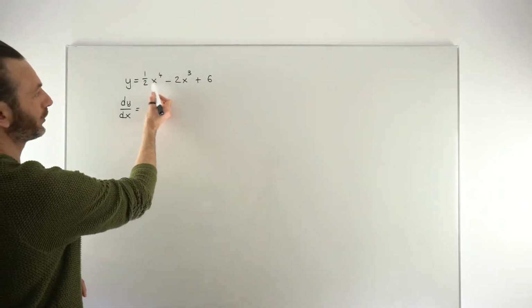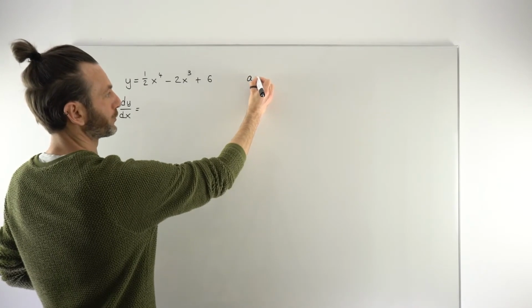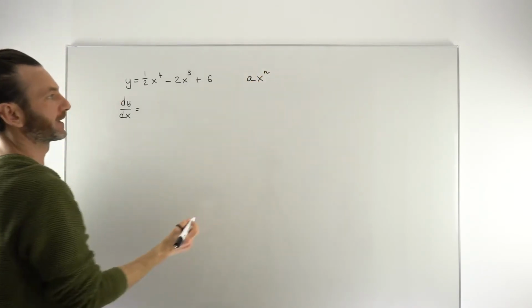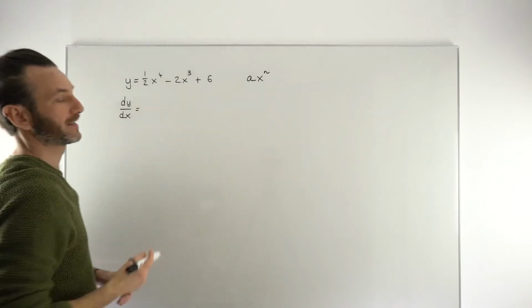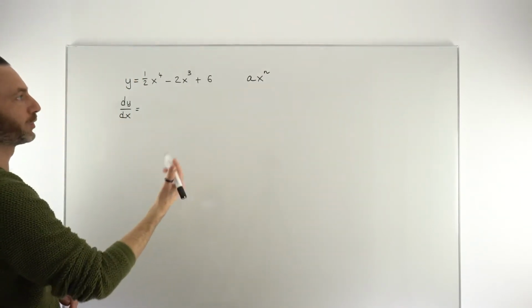So we need all of the terms to be in a differentiable form. The form for the power rule, which is what we're going to use, is ax to the n. Each of those terms is in that correct format, so they're all differentiable in the form that they're in. That's a really important thing to check.